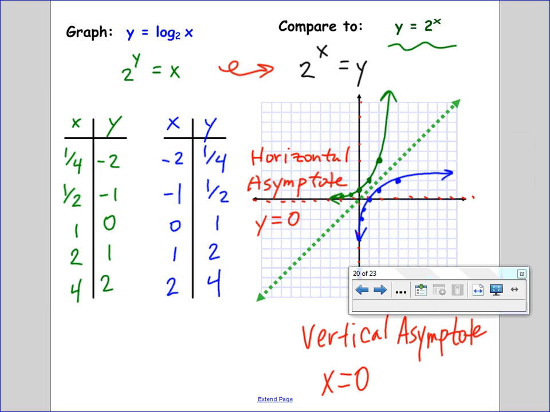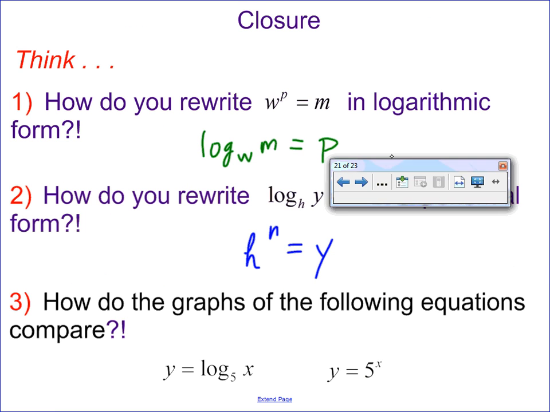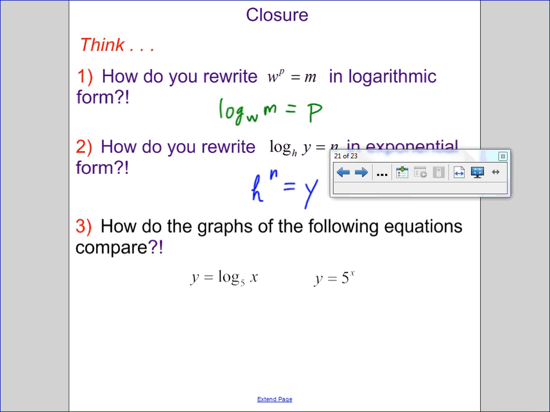So graphically, how do they compare? They're reflections over y equals x. Absolutely, and that's what we're after. So yes, they're inverses, but how do they compare graphically? They're mirror images. They're reflections of one another about the line y equals x. Good, thank you.